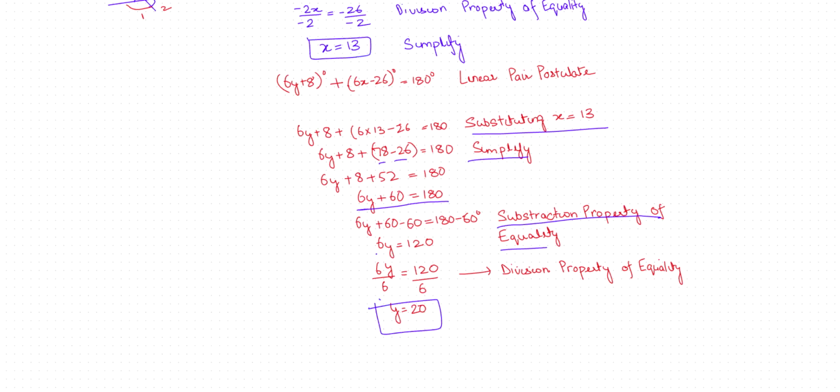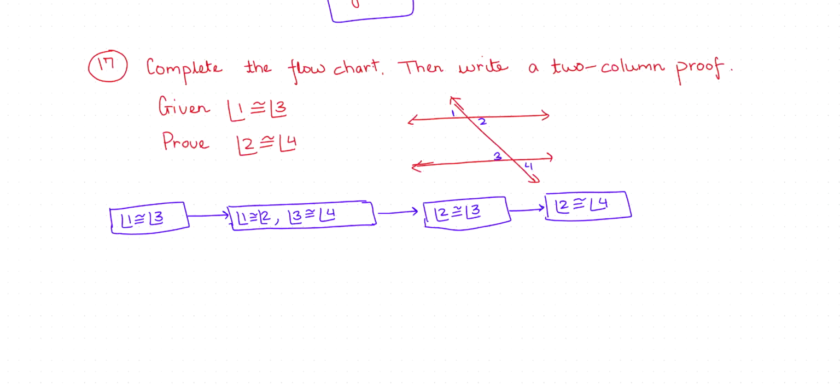Now let's do one more question. So this is question 17. Complete the flow chart. This is given in a flow chart form, which uses boxes and arrows. The arrows are shown there to show the flow of the logical argument, and each reason, here we write the reasoning below the statement that it justifies. So now we can complete this flow chart.